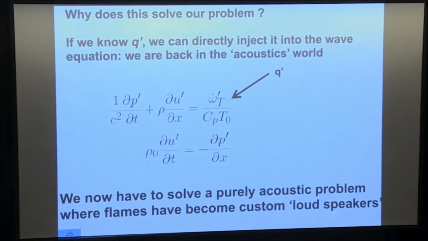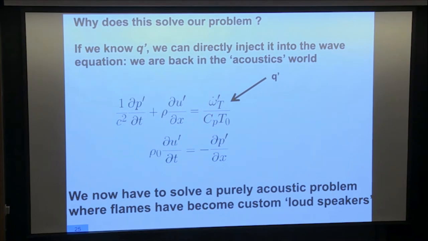All of that is acoustic, the heat release not. But if we can replace it with u prime, then the only thing that the flames are really doing, they act like loudspeakers. And then we can do everything in the acoustic world.